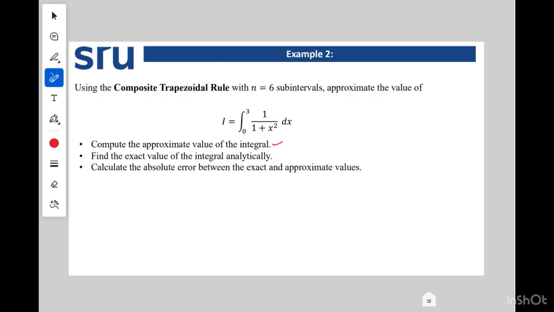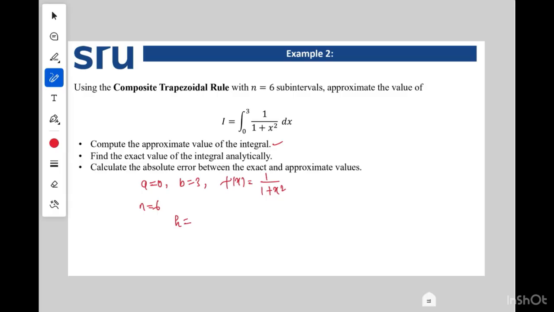Again, if you compare this with your original function, then we have a equal to 0 and b equal to 3, and your f(x) is given by 1 divided by 1 plus x square, okay. And what is more given to us, the number of subintervals is given, so n is 6. If we have n, we can calculate the step size. What will be the step size here? It is b minus a divided by n, so 3 minus 0 divided by 6. So your step size in this case is 1 by 2, or we can write 0.5.